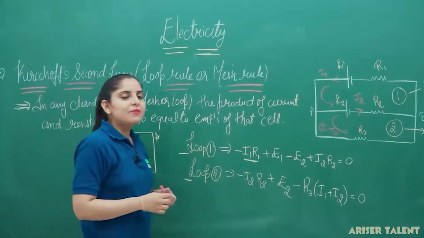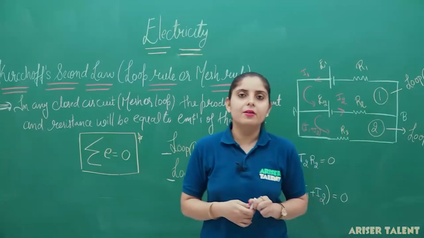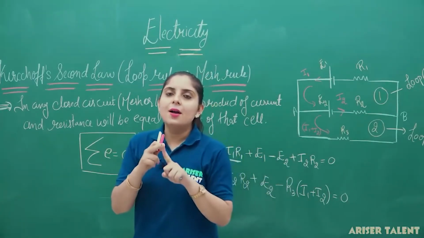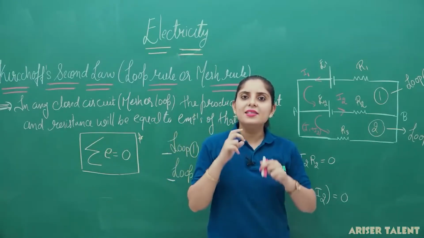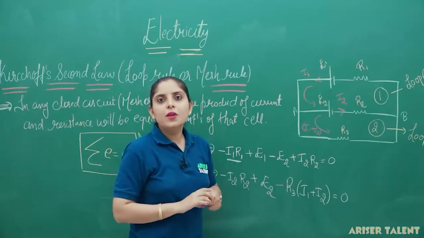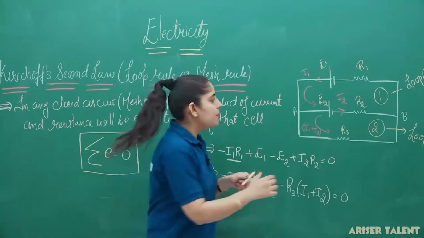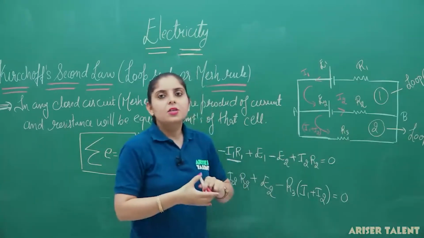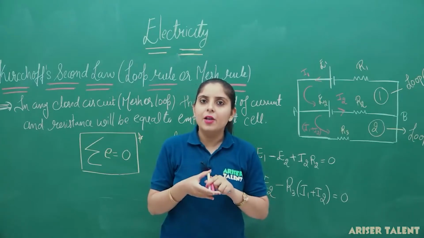On solving these equations by substituting the fixed values, we will get the value of the current here. So, we have discussed Kirchhoff's first rule, that is known as the junction rule, and the second rule, which is known as the loop rule or the mesh rule. Why is it known as the loop rule? Because we are applying the conditions in the loop or a mesh. It means in a closed circuit. So, this law is very important in physics for determining the value of current.